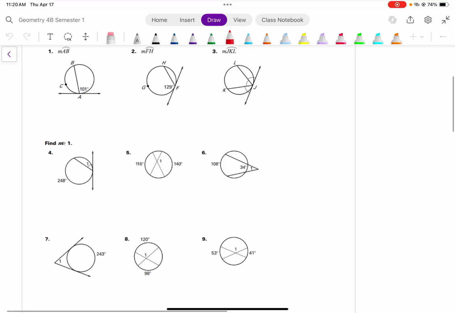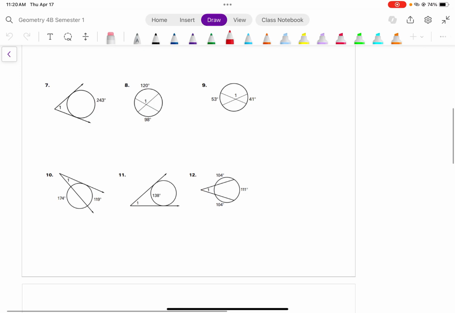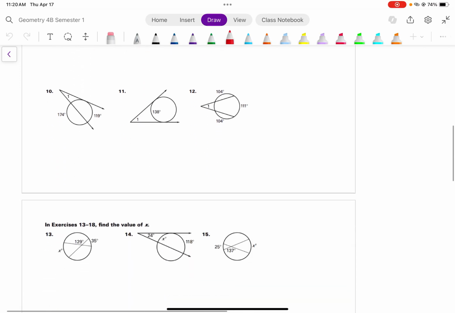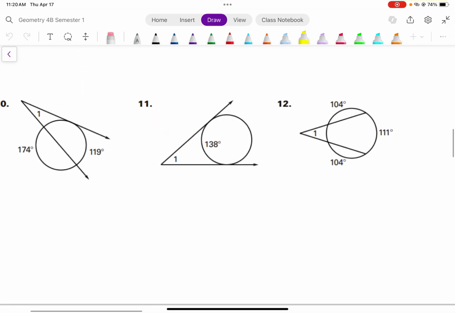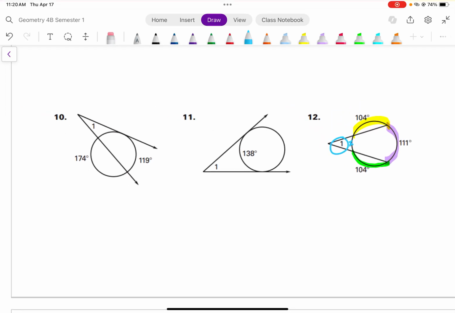Make sure you are checking for what type of angles they are. We have some with those chords inside the circle that you will be using. With this one, a lot of people get stuck on this problem. So we know that this arc is 104, this one's 111, and then this one's also 104. You will have to find this arc here before you can find the measure of angle 1. And to do that, remember an entire circle is 360. A lot of people get stuck on that one.